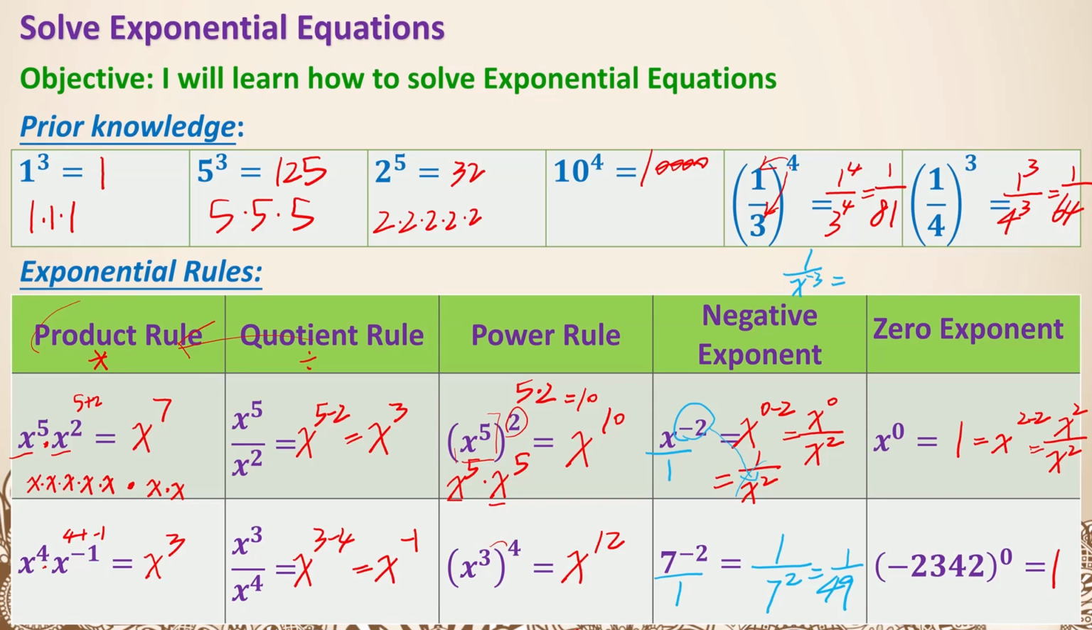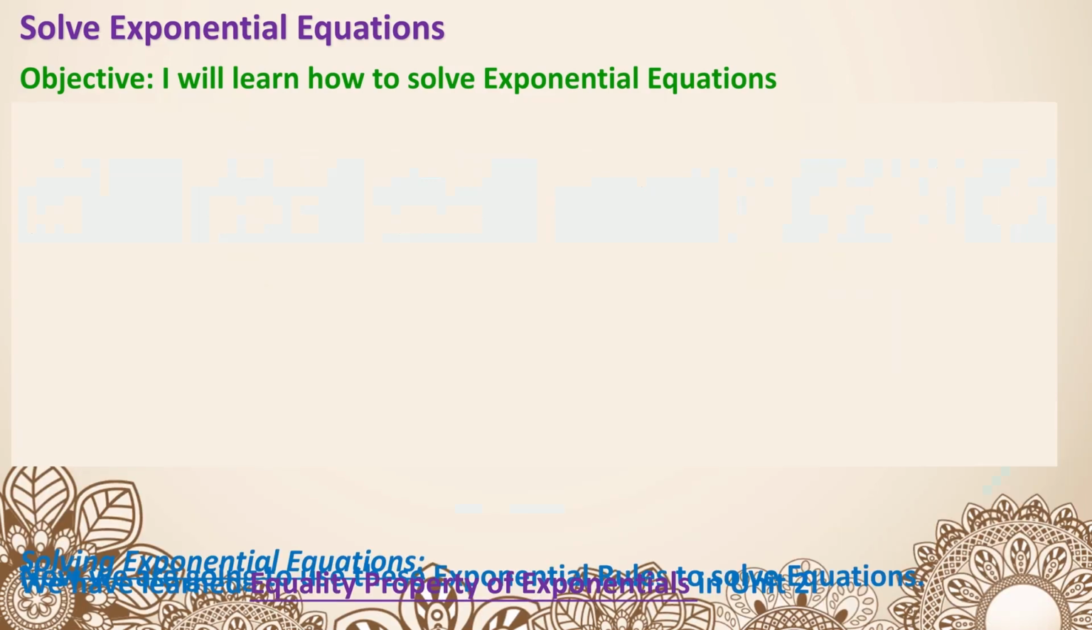It's already on the bottom of the fraction, so we're going to flip it to the top, but also get rid of the negative exponent. So it's actually x cubed over 1, which is x cubed. These are all the exponential rules you have learned before.